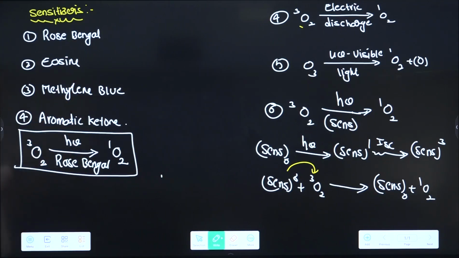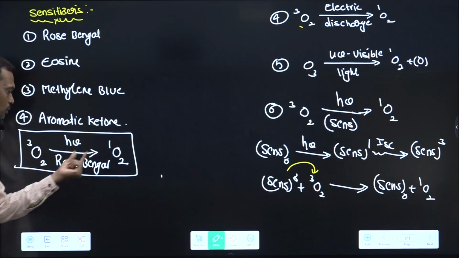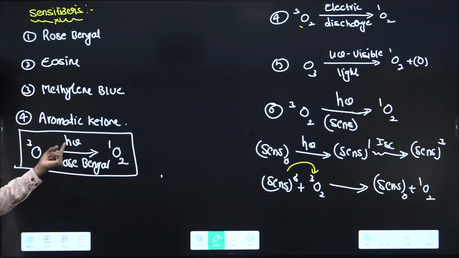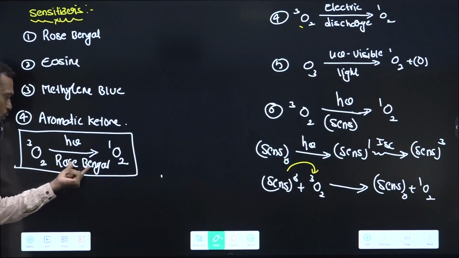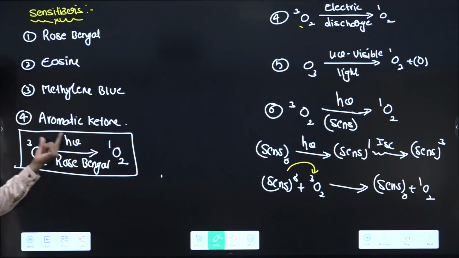So what is rose Bengal? It is a triplet sensitizer. It will generate singlet oxygen from triplet oxygen. Triplet oxygen can be converted to singlet oxygen by using rose Bengal in the presence of light. Without light, by using rose Bengal alone we can't convert this. Light is mandatory.